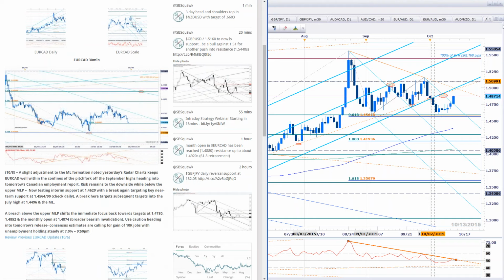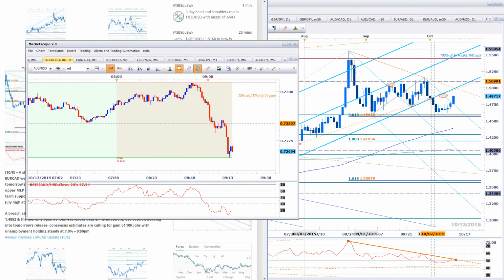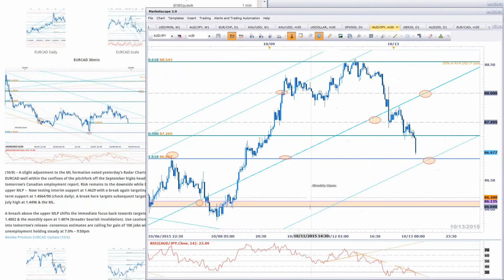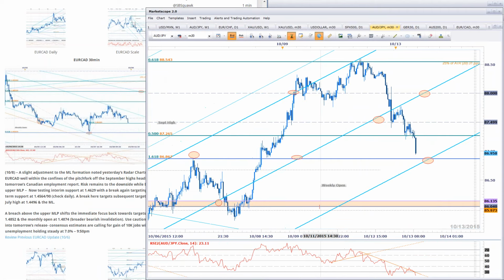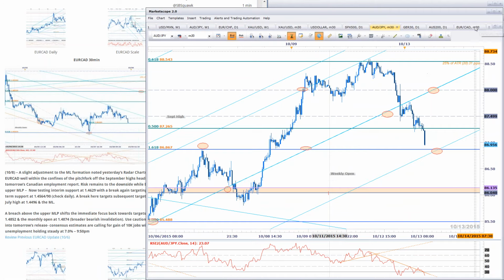Okay, here's what the intraday chart looks like. Nope, it's the wrong one. Too many charts. Too many charts. Oof, Aussie Yen ahead of schedule. 86.86. There's that near-term support and the lower median line parallel. Keep that in view. Euro CAD looks like this.